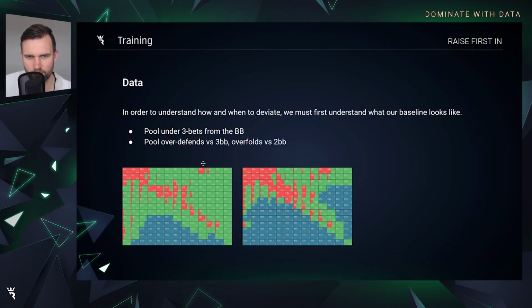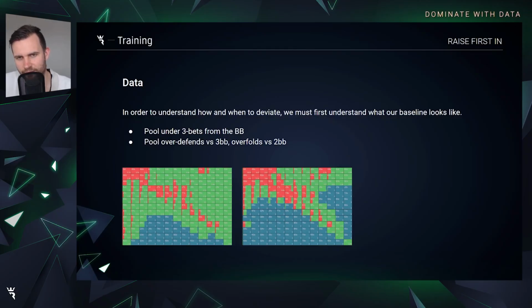And so as humans, we are a bit more inclined to fold some of this suited stuff versus the 2 big blind open, and then we defend some of these indifferent, slightly losing folds versus a 3 big blind open. So basically we play as if we're facing a 2.5 big blind open mostly. And there's going to be a slight deviation.